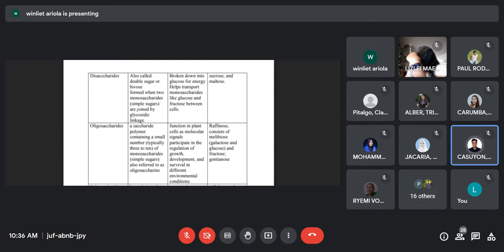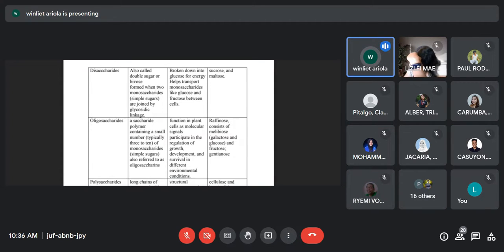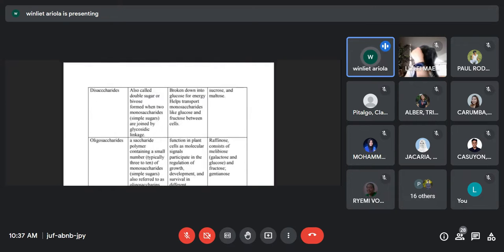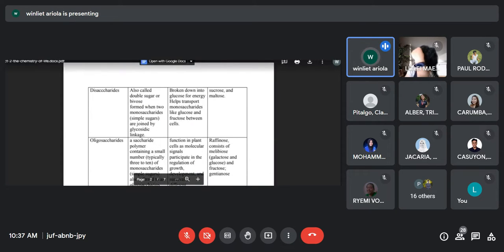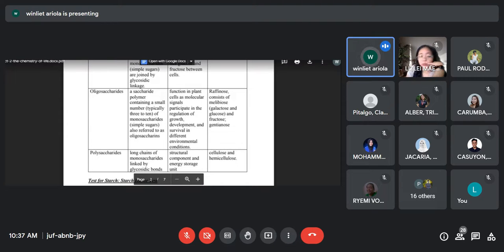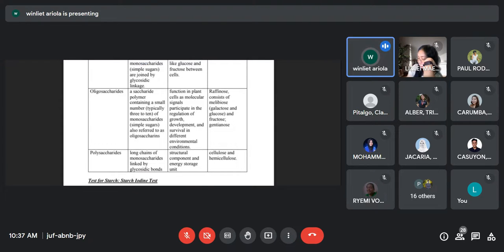So after the disaccharides we have the oligosaccharide. This is a saccharide polymer containing a small number, typically from 3 to 10 monosaccharides. So 3 to 10 monosaccharides, that is already oligo. Kapag dalawang monosaccharide joined together, that is disaccharides. Oligosaccharide is also known as oligosaccharides.